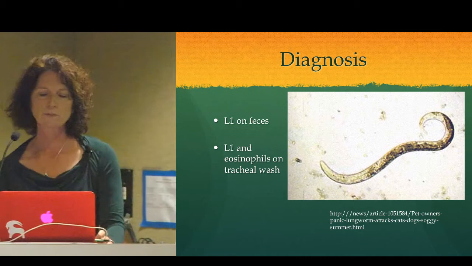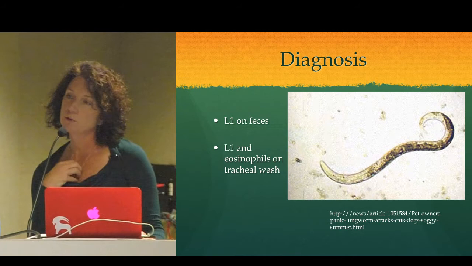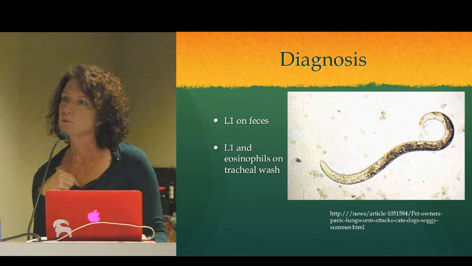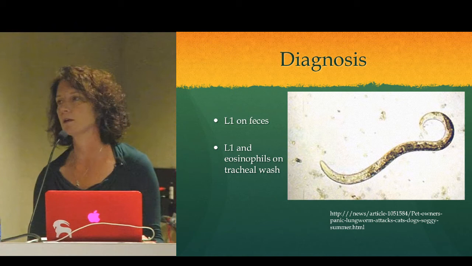So larva one comes out in feces. They will also be coughed up, so if you're getting tracheal wash samples, you will see the larva in the lung samples. In your tracheal wash, they'll be swimming around. You'll note the kink in the tail and you'll say, oh my God, that's exactly what she was talking about. There it is. Okay.